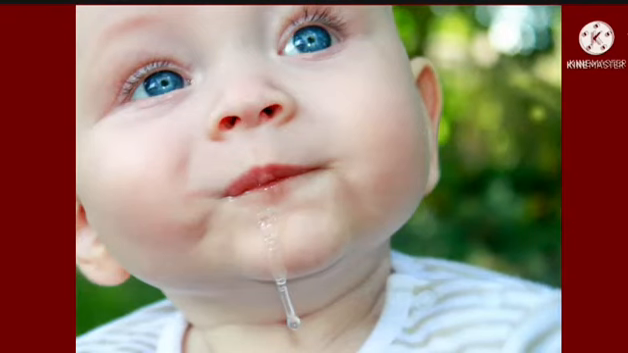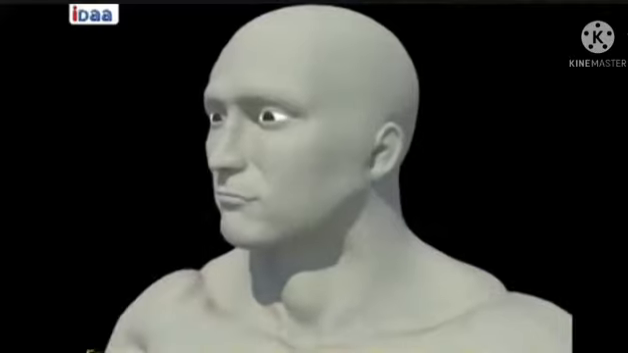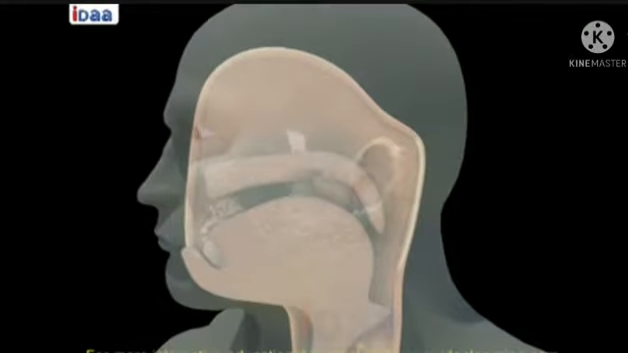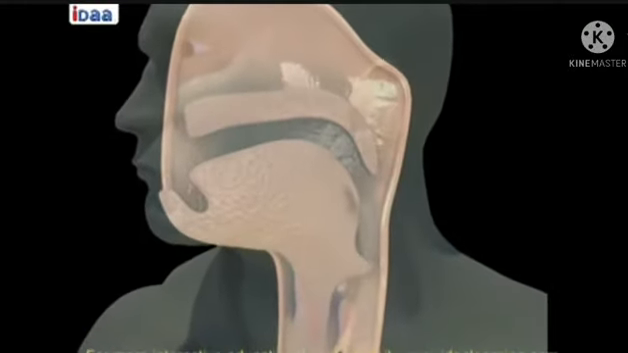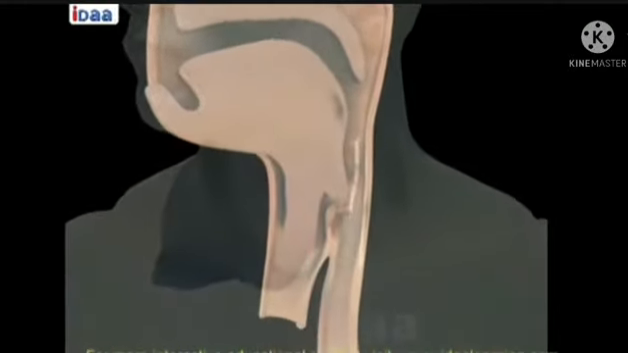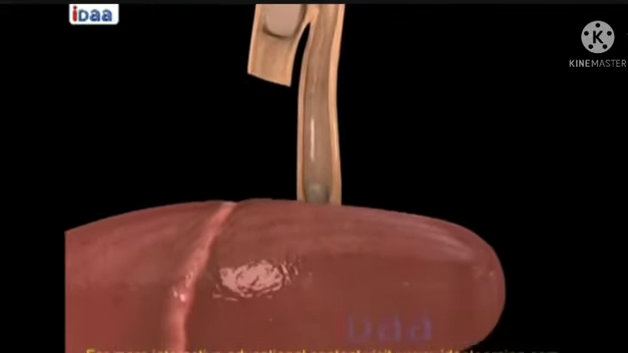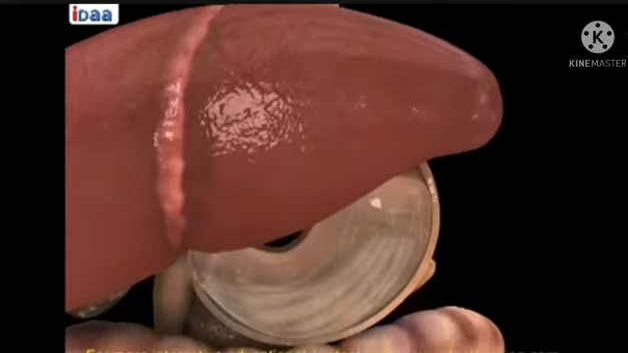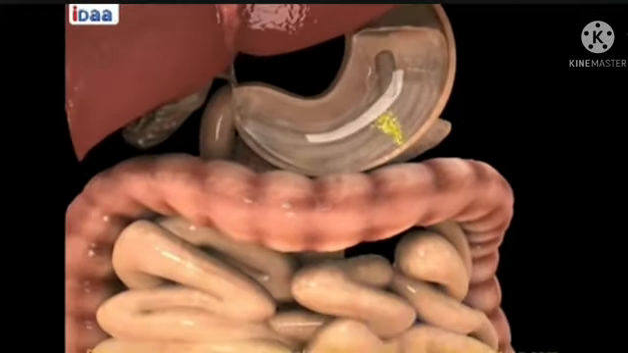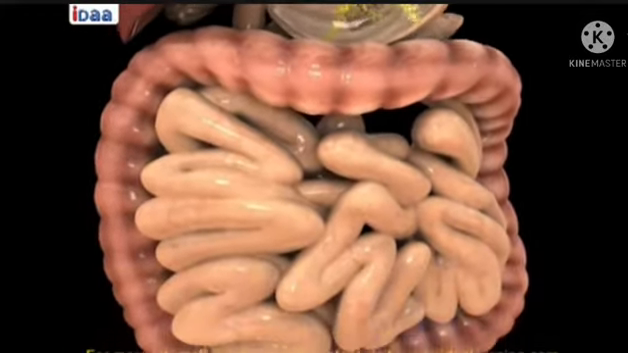The mucus in saliva prepares the food for swallowing by moistening, softening, lubricating, and adhering the masticated food into a bolus. About 30% of the polysaccharide starch is hydrolyzed by the salivary amylase enzyme into disaccharides.